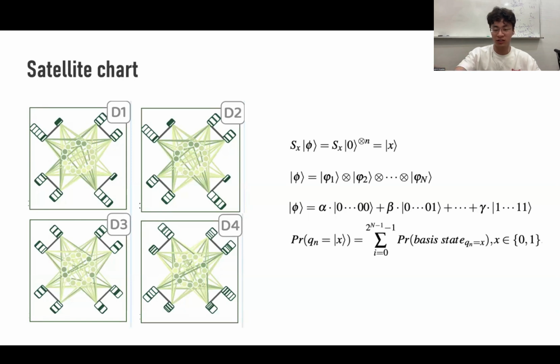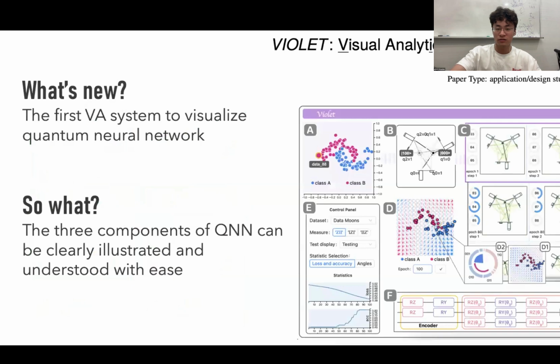If you are interested, you may take a look at our paper, and I will release it on the arXiv platform. In this work, we propose a visual analysis system to help people visualize the quantum neural network. This allows users to easily illustrate and grasp the inner workings of the quantum neural network.